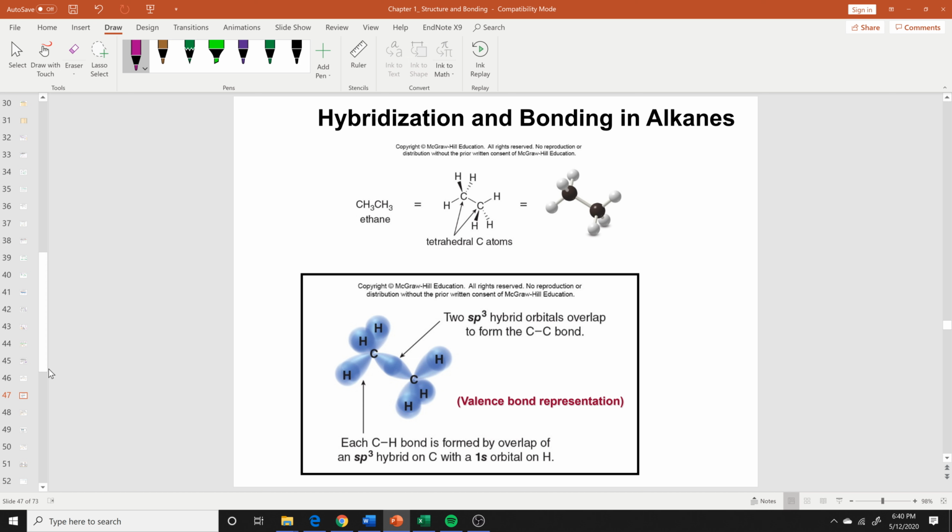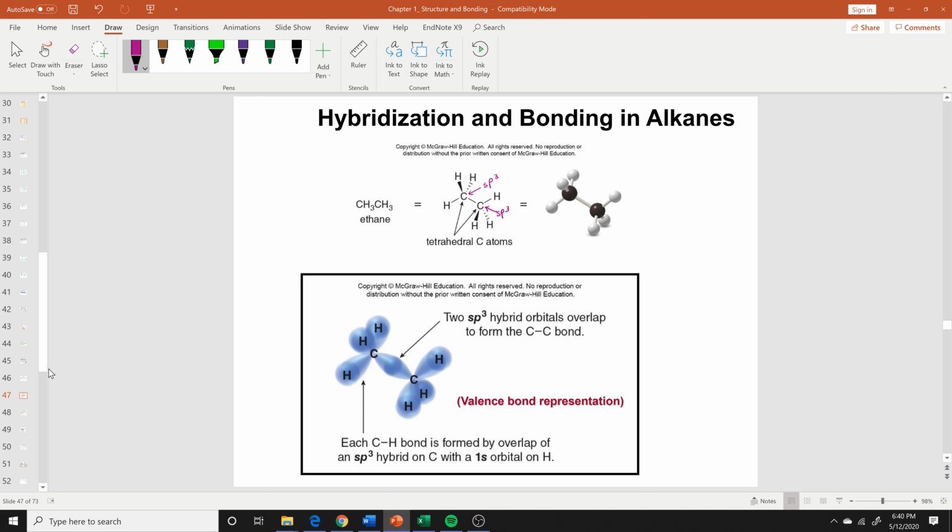So, showing hybridization and bonding in alkanes. Alkanes are hydrocarbons that are made up of carbon single bond carbon. If you have a carbon single bond carbon, this is the simplest, which is ethane. Each of these carbons is going to be tetrahedral, and each is going to be sp3 hybridized. So this carbon is an sp3, and this carbon is an sp3 hybridization.